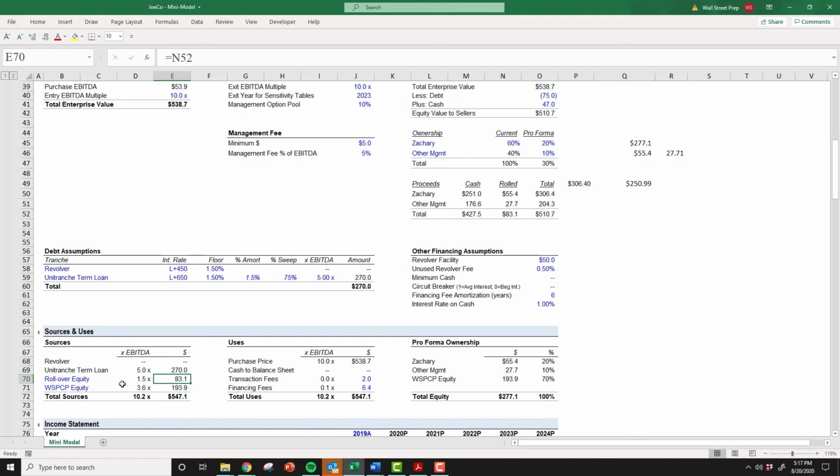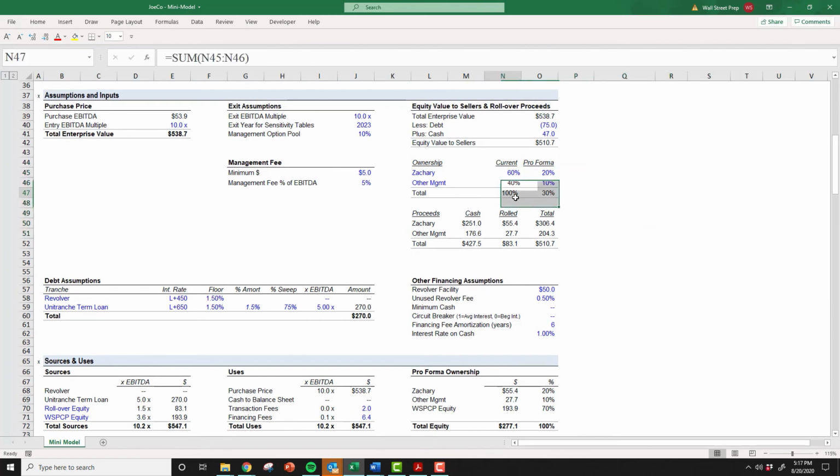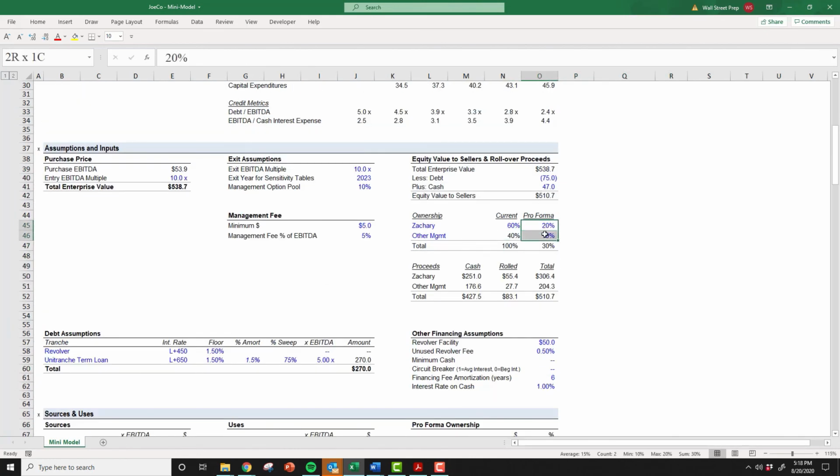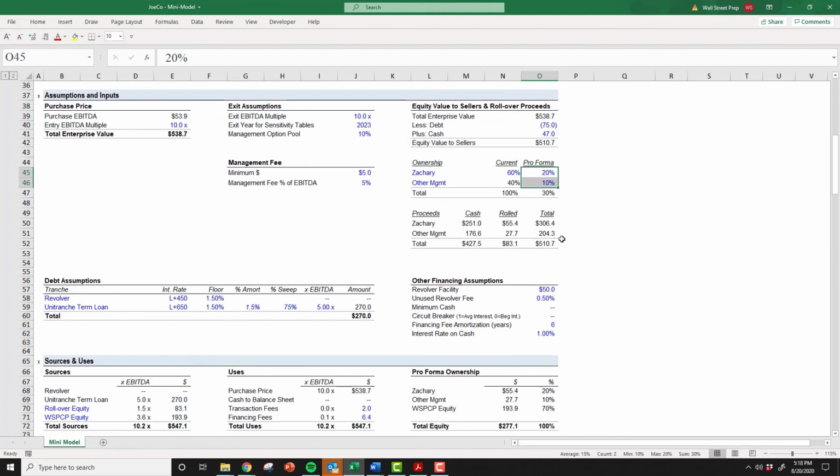Now obviously now the rollover would participate, and the reason why we have this in a mini model is if part of the transaction terms are, hey, we want to retain some ownership, you can reflect that in here.